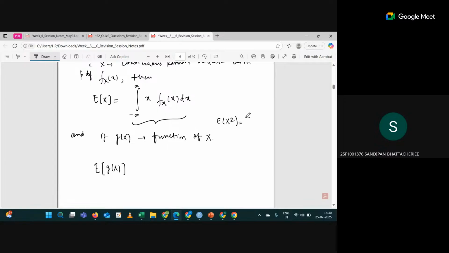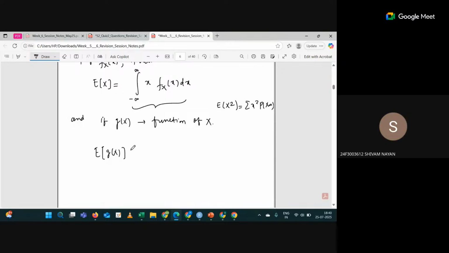Summation of x square into P(x), right? Probability of X equal to x. Now what you will do, you will integrate this same thing, function of x into f(x) dx. That's all. So if this is, suppose, x square, it will be integral of x square into f(x) dx. That's it. Is this all right?